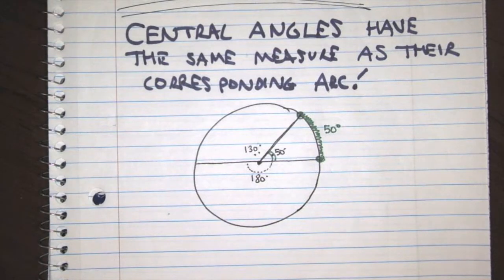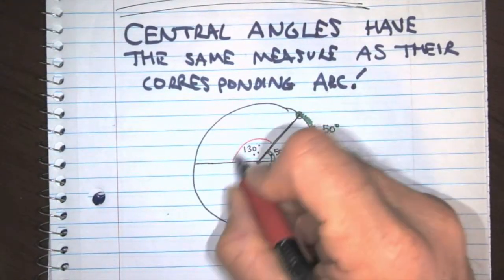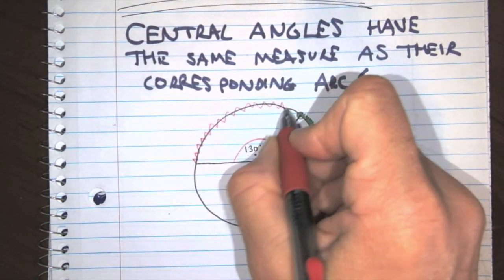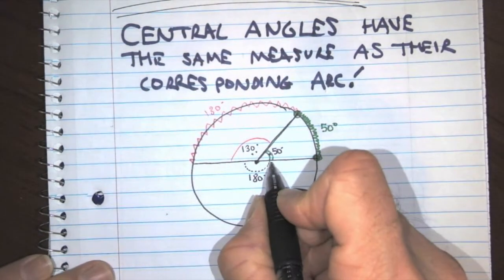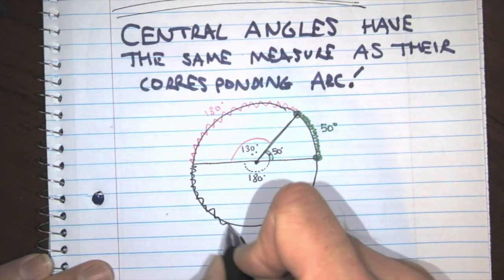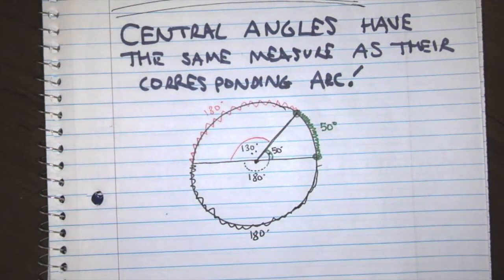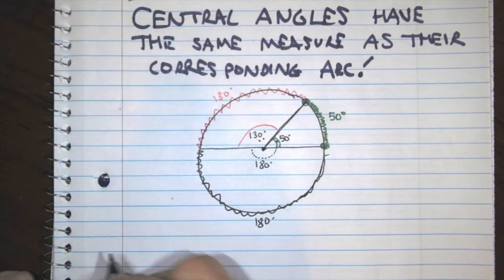Take a look at the 130 with me, please. If this obtuse central angle is 130, then this arc right here is also 130. They're exactly the same. This bottom one, if this is 180 degrees right here, what's the angle measure of this arc? It's not rocket science. 180 degrees. It's the exact same thing. All right.